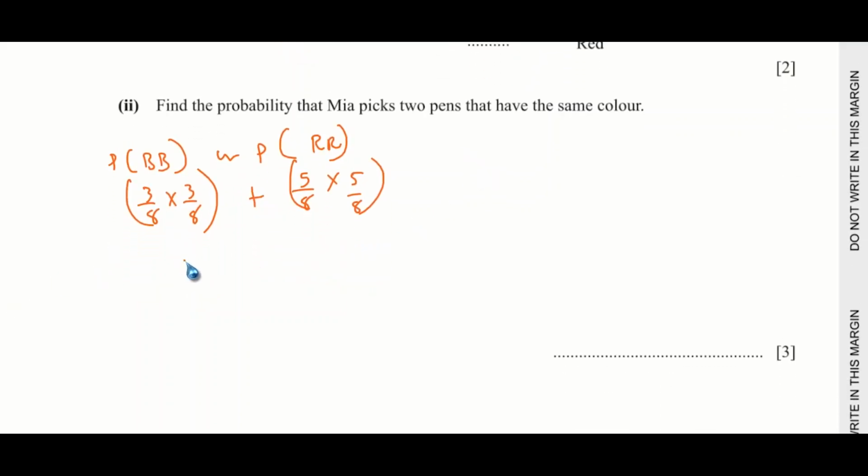This will be 9 over 64 plus 25 over 64, which equals 34 over 64, and that will equal 17 over 32. So you have 17 out of 32. Okay, so let's go to the next one.